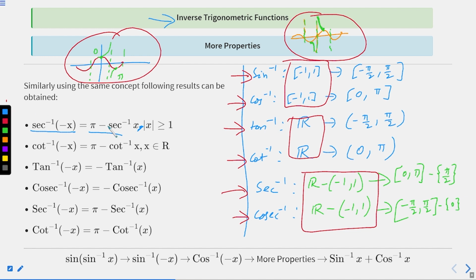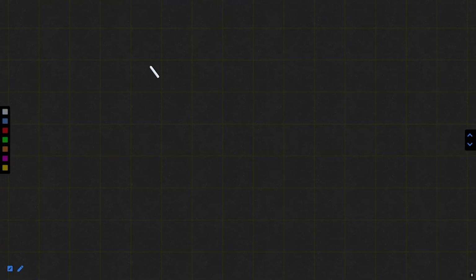So now, as you can see, the sec domain is this thing, which is nothing but all real numbers except in this interval.